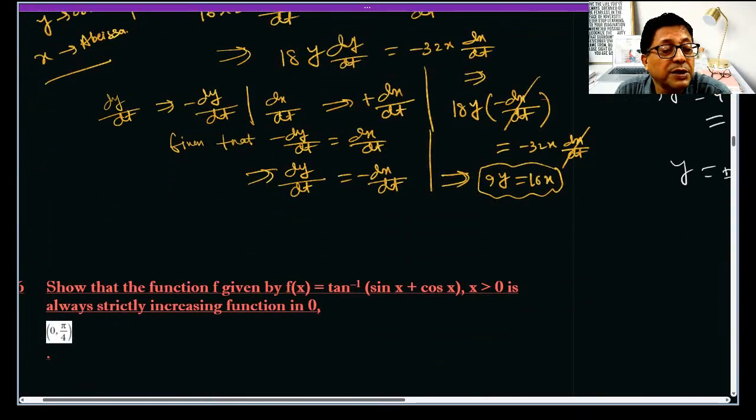This one: show that the function is always strictly increasing in 0, pi by 4. An interval has come here. Show that the function is always increasing here in 0, pi by 4.